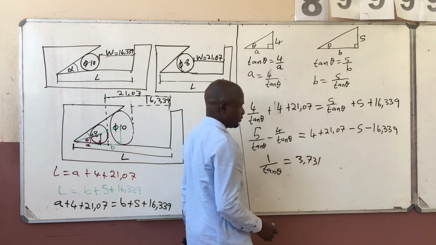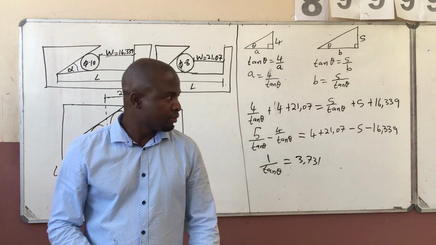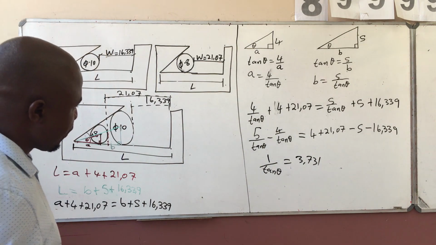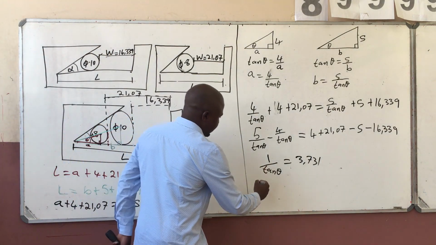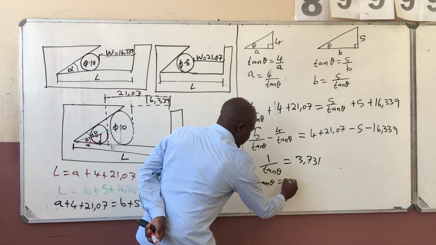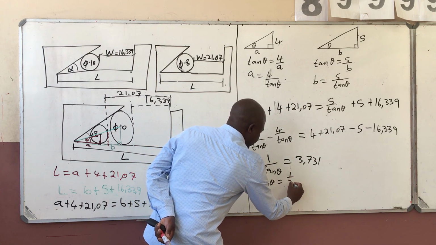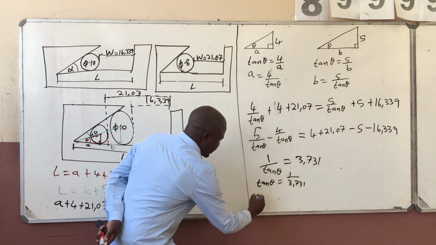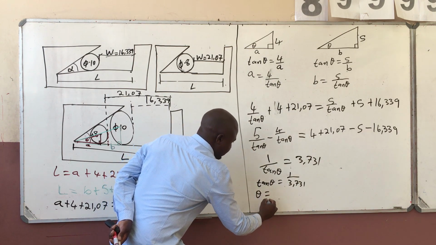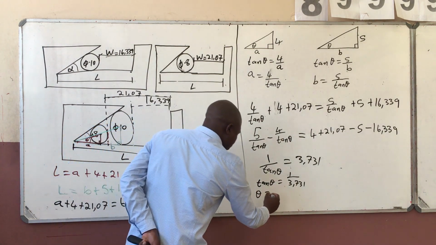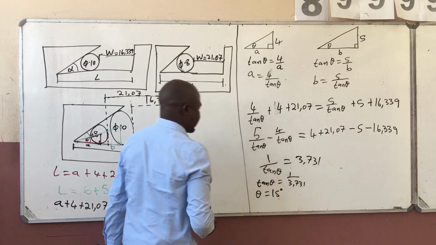3,731. So this one will be the same as tan theta equals 1 over 3,731. Calculating theta, it will be 15 degrees.